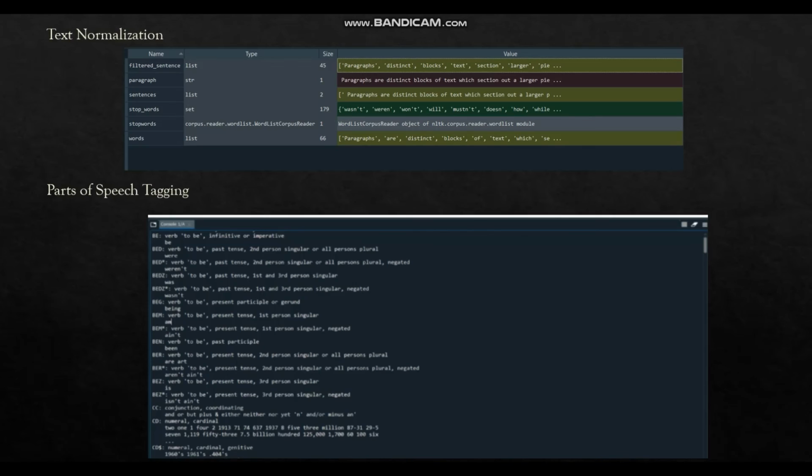The next step is text normalization, which is just what we have done in tokenization. We break it down as filter, sentence, paragraph, sentence, stop words, and words. Part of speech tagging basically classifies words into verbs, adverbs, nouns, pronouns, and so on.